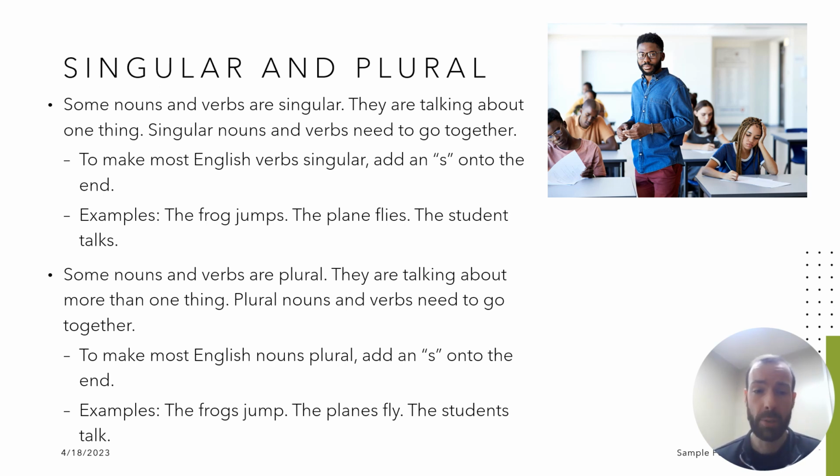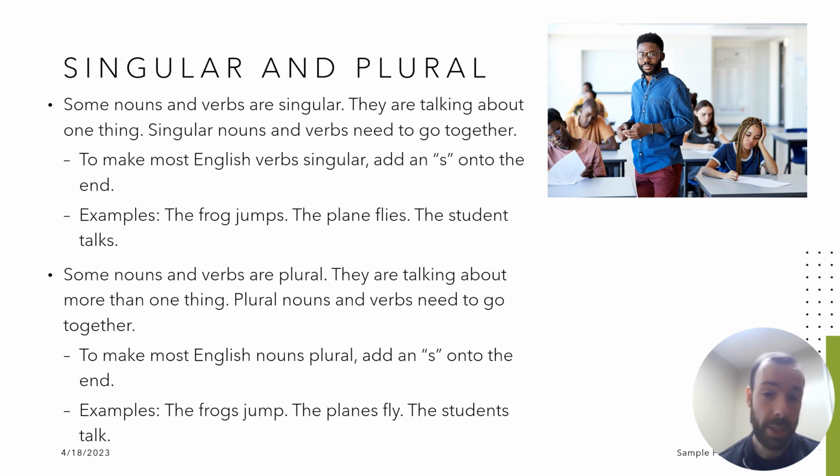Sometimes we're talking about plural nouns and verbs. That means they're talking about more than one thing. Plural nouns and verbs need to go together. When we have a plural noun or a plural subject of our sentence, we need a plural verb to go with it. And this is exactly the opposite of the pattern that we see with singular nouns and verbs.